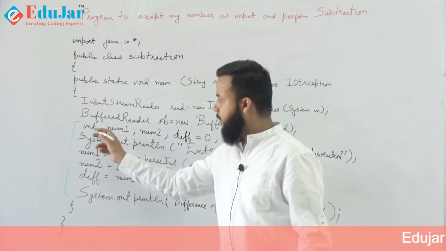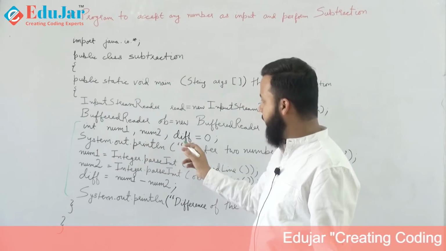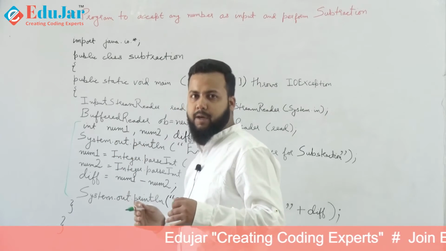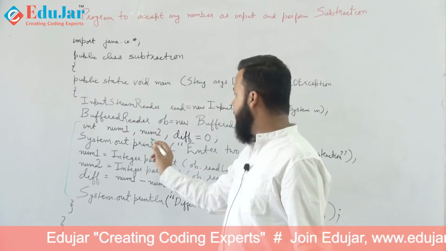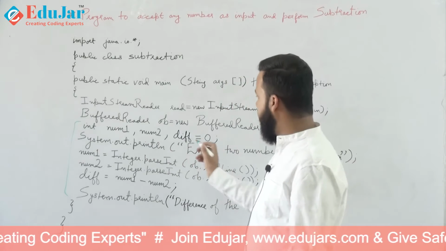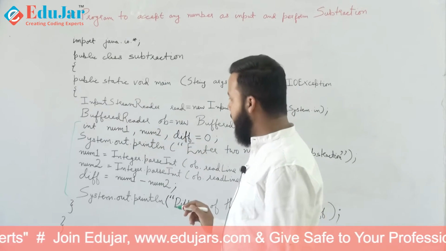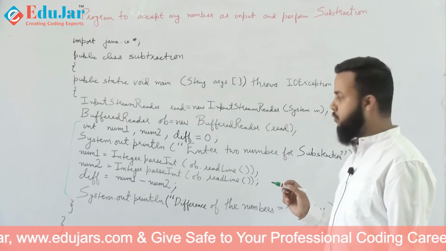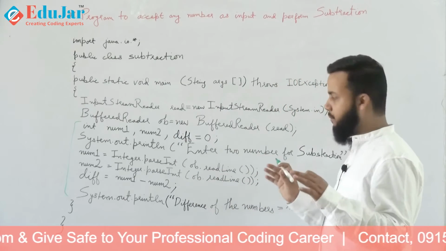You can see over here I have initialized three integer variables: num1, num2 and diff. Num1 will be the first number entered by the user, and the second number will be stored in num2. Diff I have initialized as 0 at the start, and it will store the difference of these two numbers. Here I have used System.out.println "enter two numbers for subtraction", which is the message to the user.